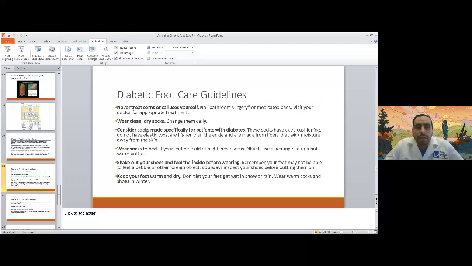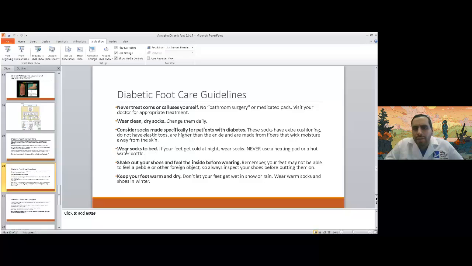So also consider socks made specially for patients with diabetes. These socks have extra cushioning, and they don't have an elastic top, and that's important because this elastic top can cut off circulation and it can cause wounds. You really want socks that have cushioning. Also, white socks are pretty good, because if you do get a cut on your foot or blood, it's easier to recognize it than if you're wearing dark socks.